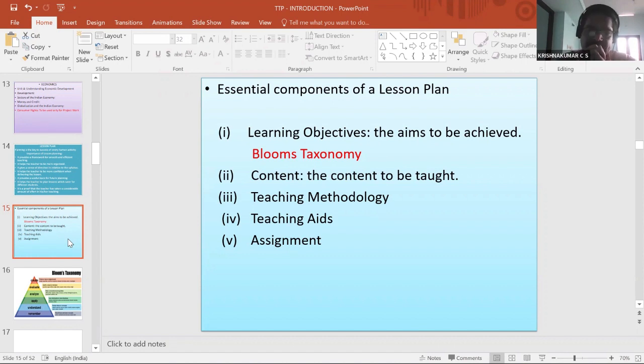Teaching aids can be maps, teaching aids can be charts, online mode it can be our PPT, or if you are conducting some experiments, you can have appropriate teaching aids. So what teaching aids you are using, that has to be written in the lesson plan. What kind of assignment you are giving, that should be there in the lesson plan. So these are all the essential components of a lesson plan.